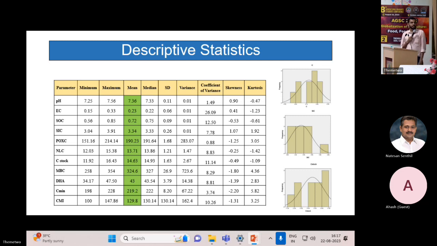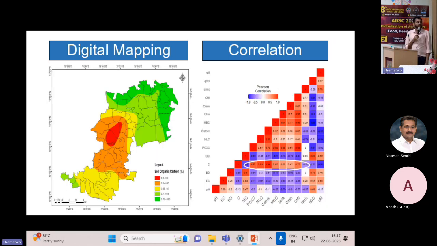Coming to the digital mapping, where the soil organic carbon was mapped using the ArcGIS software, the green area shows the higher values of soil organic carbon. Those are the cultivated areas of the block, where the soils undergo continual cultivation and good management practices are carried out. The red color indicates comparatively lower soil organic carbon, and the areas under built-up lands indicate the lower values of soil organic carbon.